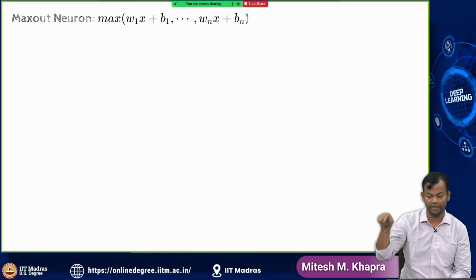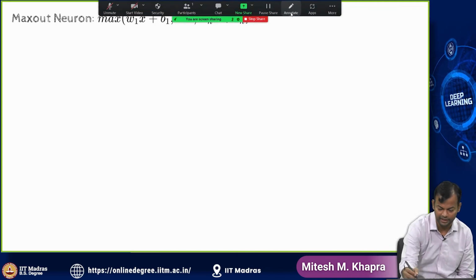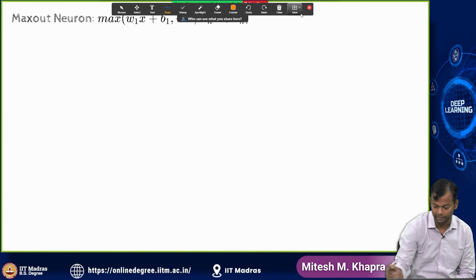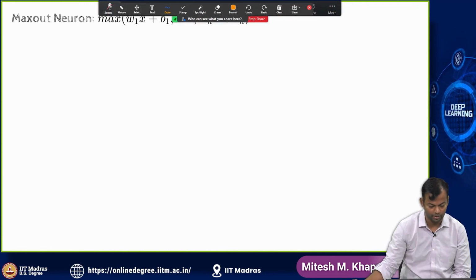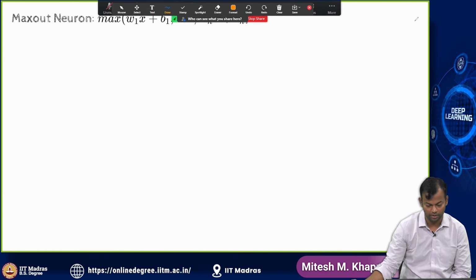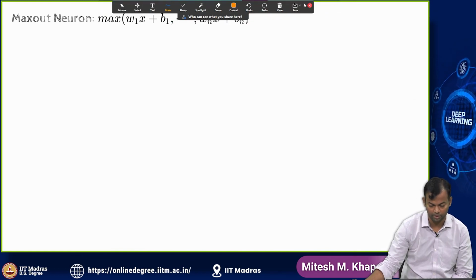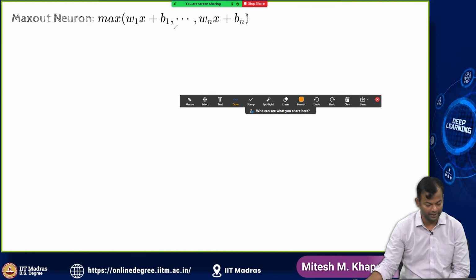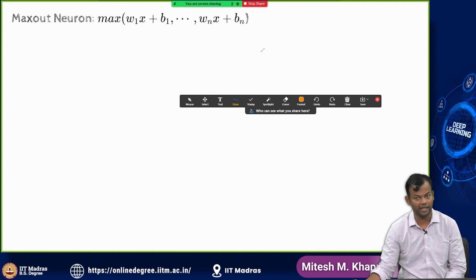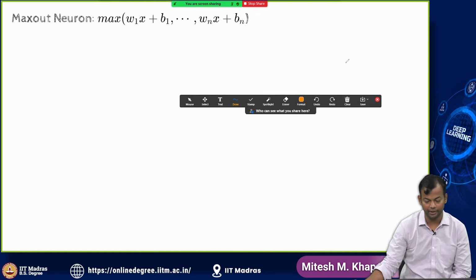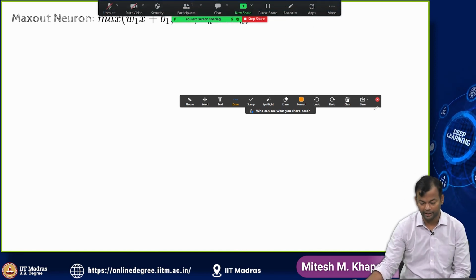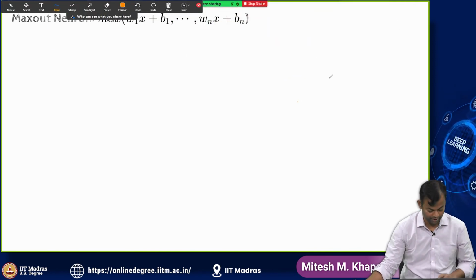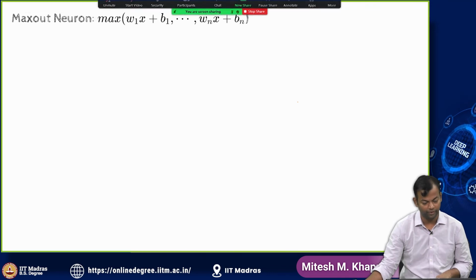So you have the max of multiple affine transformations. I've been saying linear, but they would be affine because there's a plus b also possible there. So these are the multiple affine transformations inside. I have shown n of those, and then you're just selecting the max of those, right? And you could even think of maxout as a generalization of the relu function.